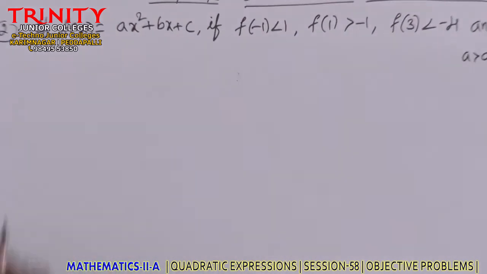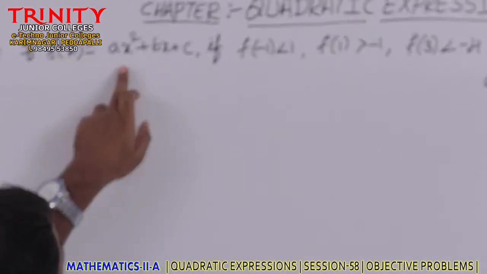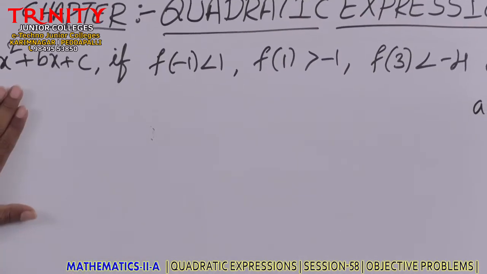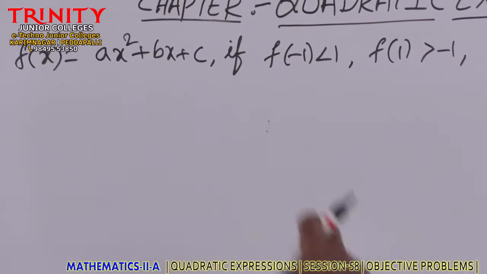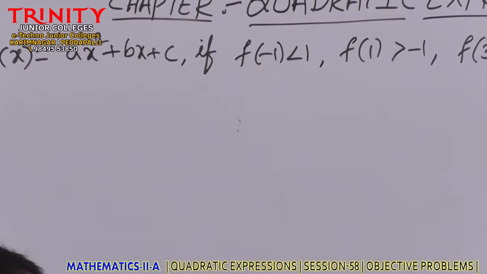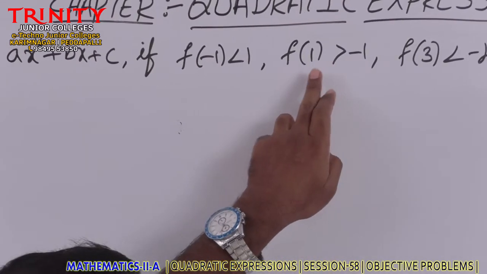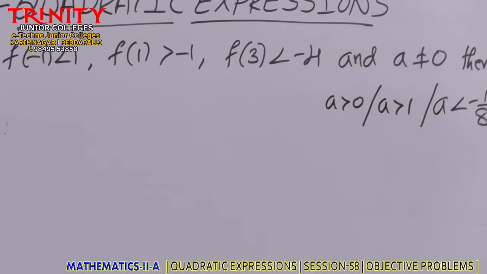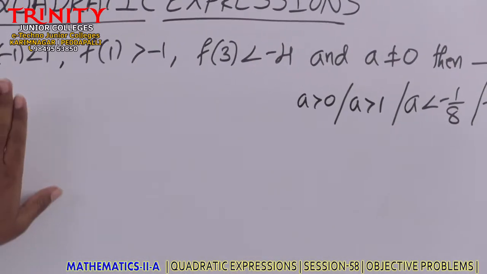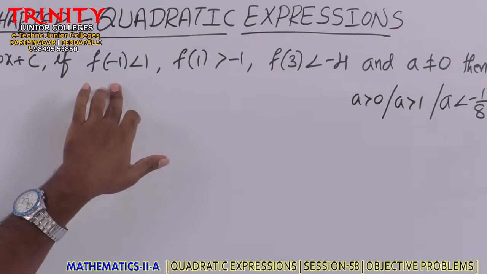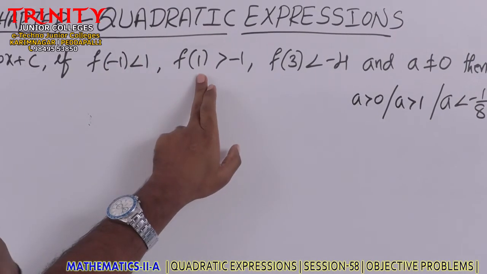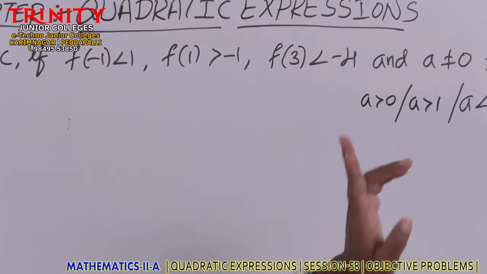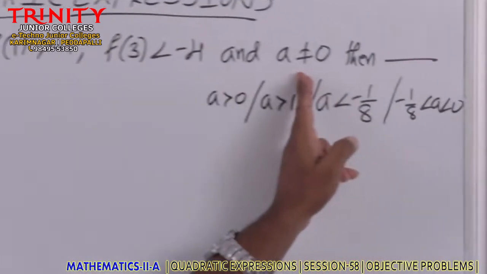If f of x is equal to ax square plus bx plus c, for this expression he gives some conditions: f of minus 1 is less than 1, f of 1 is greater than minus 1, and f of 3 is less than minus 4. That means he gave 3 inequalities. One is f of minus 1 is less than 1, second one is f of 1 is greater than minus 1, and third one is f of 3 is less than minus 4, where a is not equal to 0.